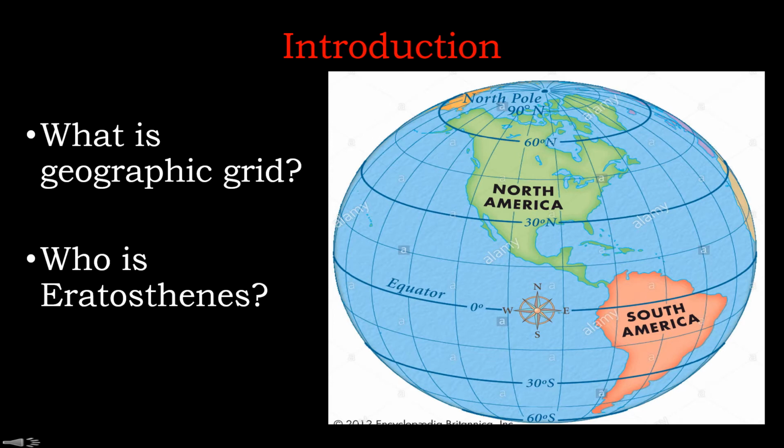This grid on the globe or the map serves the same purpose as does the system of coordinates on the x-axis and y-axis on a graph paper. In the present case, the x-axis is represented by lines of latitude, horizontal lines, and y-axis by lines of longitude, vertical lines.